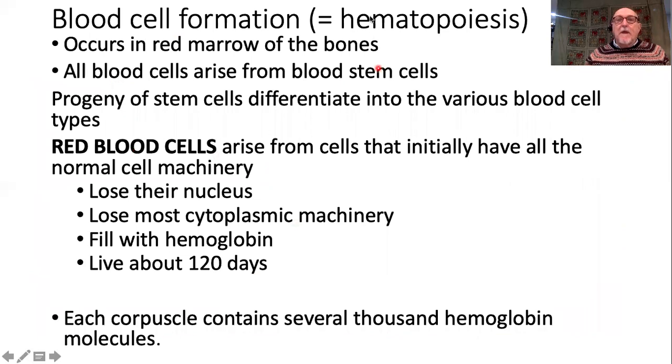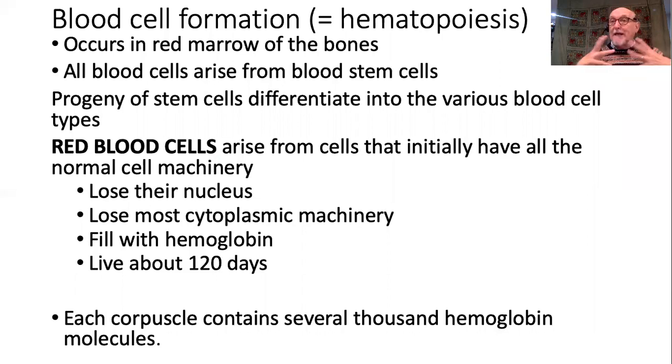So just a word about how these blood cells are actually formed. The process of blood cell formation is called hematopoiesis. That's a name you need to remember. Hematopoiesis literally means the birthing of blood. And this takes place in the red marrow of the bones. Red marrow is a spongy, bony tissue, often towards the end of the bones, and it is tremendously important in blood formation and in the functioning of the immune system.